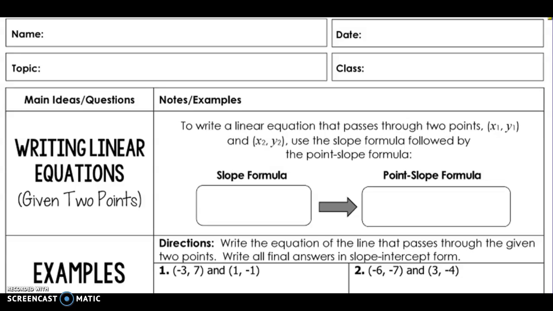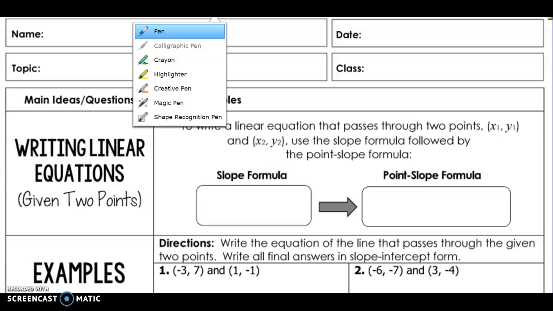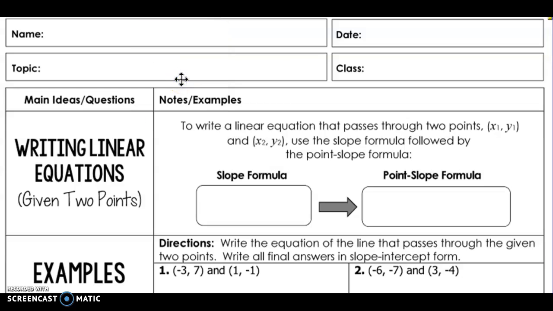I just want to go over how to write linear equations when you're given 2 points. So for this one, whenever you're given 2 points, the first thing you've got to do is find the slope. And in order to do that, you have to take the 2 points that you're given. So you're given 1 point, and you're given another one. Like in this case, for number 1, you're given this one, and then this one, okay?